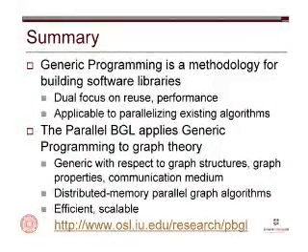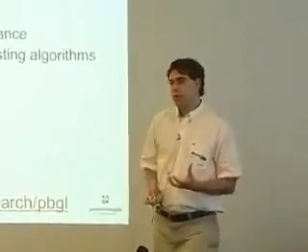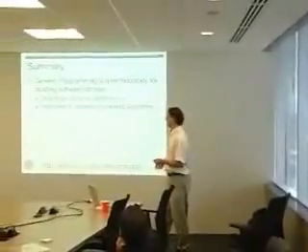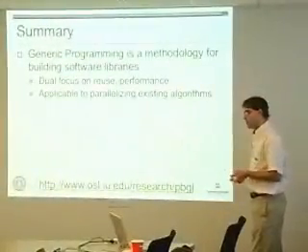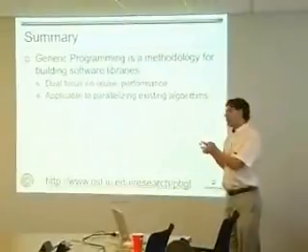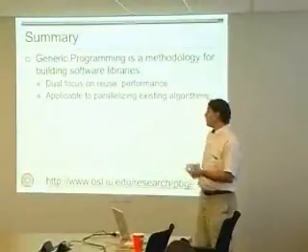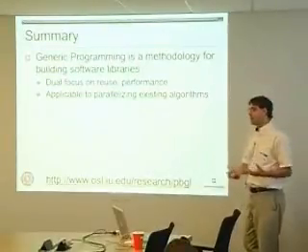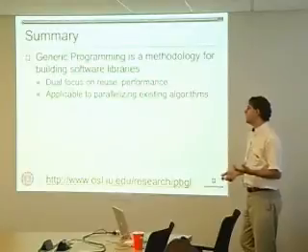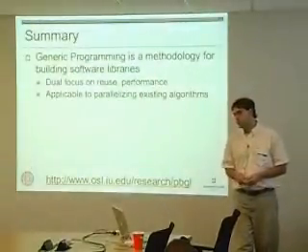So, to try to wrap things up here. Generic programming itself is a methodology for building software libraries. There's a dual focus in generic programming. First of all, the focus is on reusability. We want libraries that are flexible, that work with many different data types, that can be adapted easily to your program instead of adapting your program to the library. And second of all, we focus on performance. The abstractions that we put into the library to get this reusability, to get this genericity, cannot affect performance. Otherwise, the library is going to be much less useful.